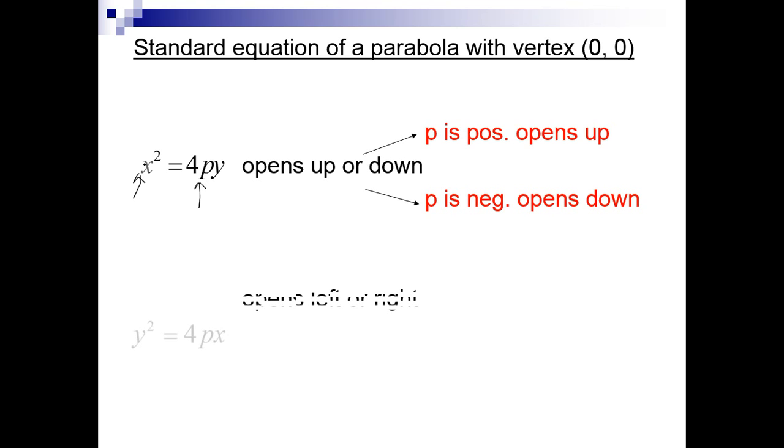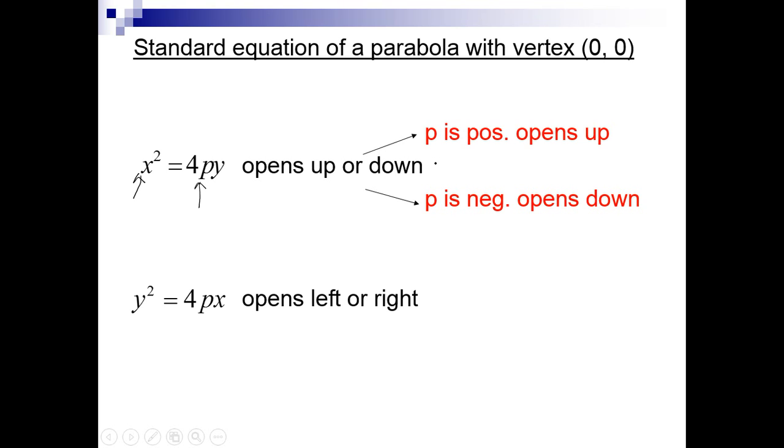Now, his cousin, y squared equals 4px, is opening left or right. He's a different little duck. We haven't looked at him yet. So if you ever see a y squared, you know you're going to open left or right. If you see an x squared, you're going to open up or down.